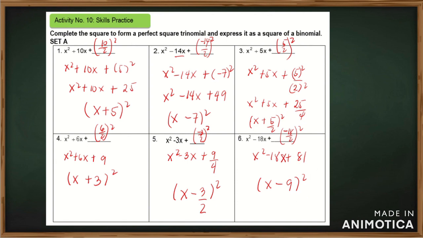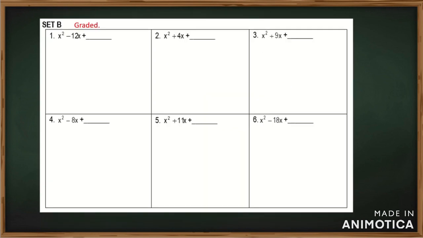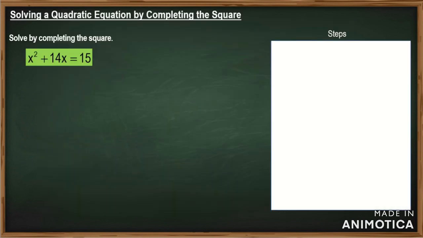So I think you know the process of completing the square, and now you are ready to solve for the solutions of quadratic equations by completing the square. For the graded part, kindly answer set B, items 1 to 6. Okay? You're going to pass this to me during our scheduled time or during our online class. Okay, let's now solve this quadratic equation using the completing the square method.